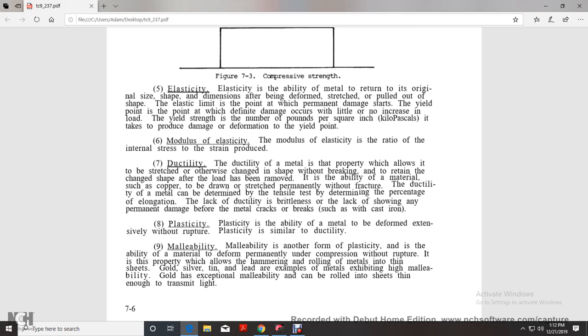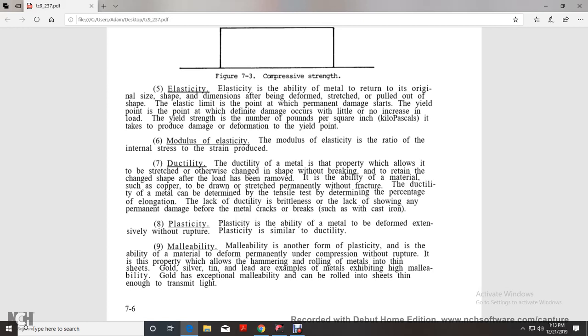The elastic limit is the point at which damage starts, with the yield point being where definite damage occurs with little or no increase in the load. The yield strength is the number of pounds per square inch or kilopascals it will take to produce the deformation at the yield point. Modulus of elasticity is the ratio of the internal stress to the strain produced.